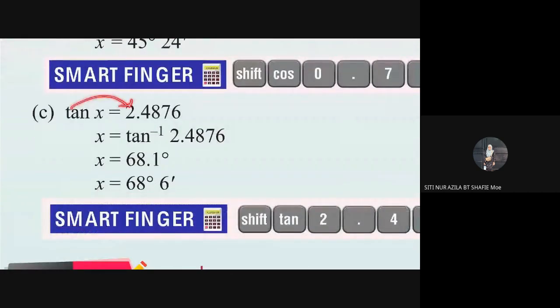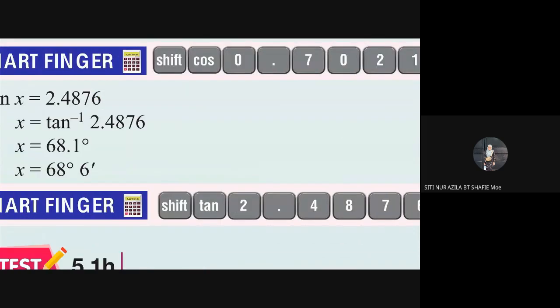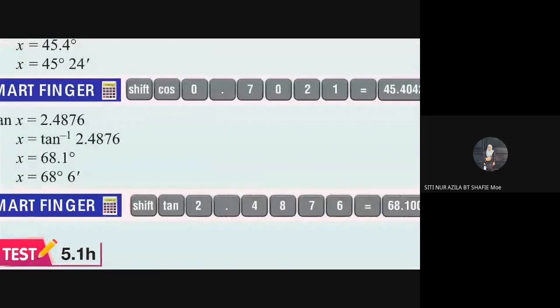Bring your time to the right hand side first. Time negative 1. Then shift time 2.4876. You will get 68.1 degrees or 68 degrees 6 minutes. Okay.